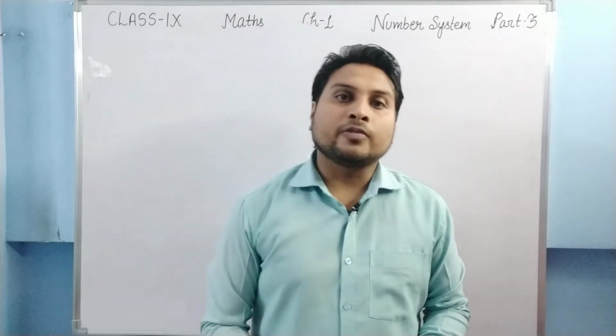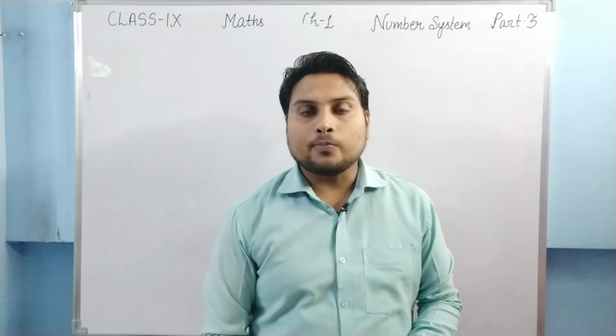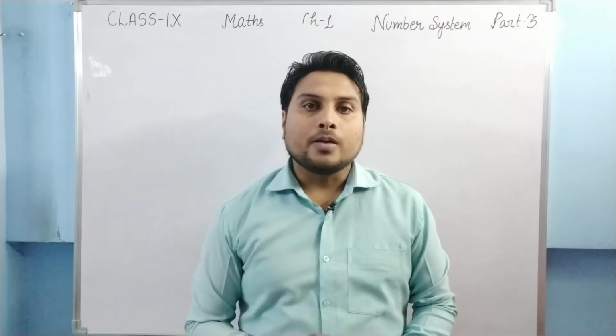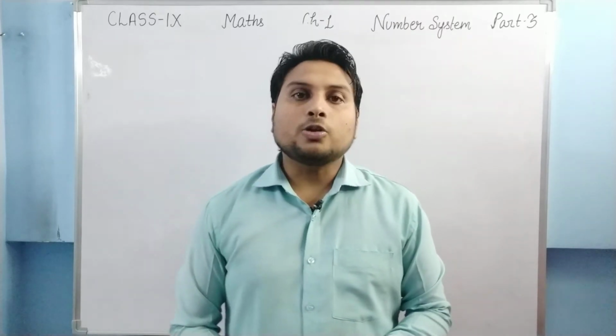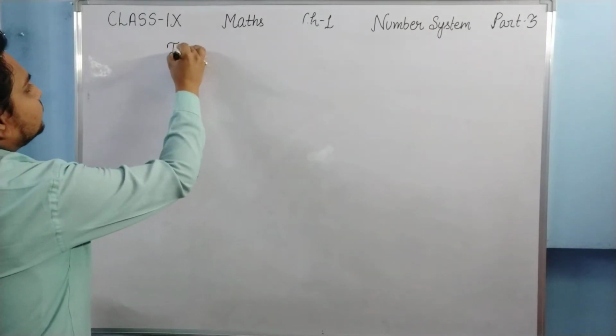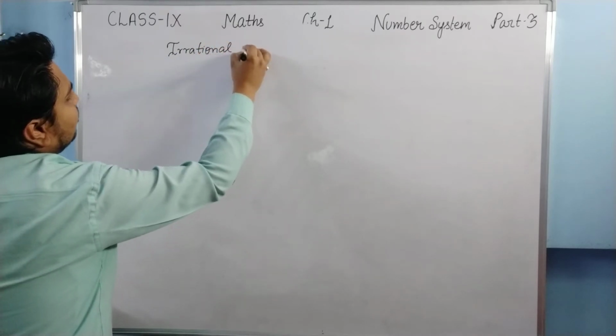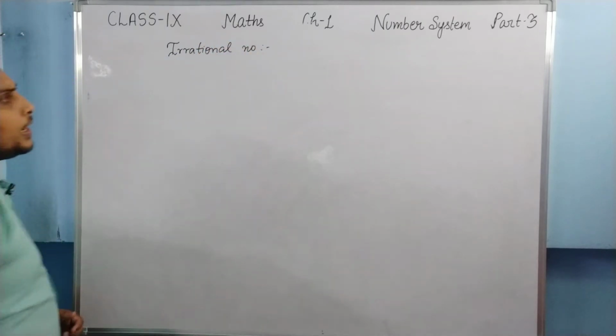On the basis of these topics we covered exercise 1.1 in the previous part, that is in part 2, okay? Now the topic for today is what? The topic for today is irrational numbers. Irrational numbers. So basically what is an irrational number?